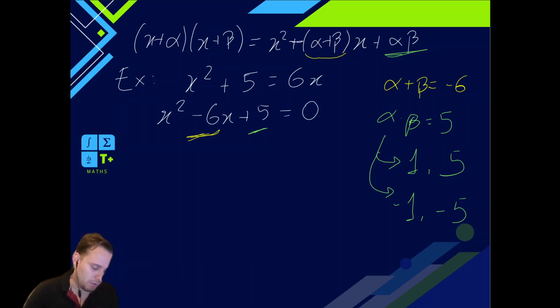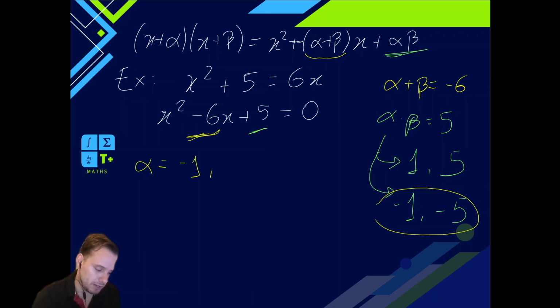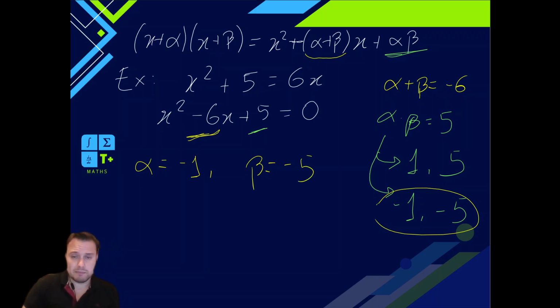And then I need to think of, well, these numbers that I have here, 1, 5 and negative 1, negative 5, when I add them up, do they give me negative 6? Well, clearly 1 plus 5 gives you 6, so that's not going to work. But negative 1 and negative 5, if I add them up, then I get negative 6. So this is the option that works. We can say that, for example, alpha is going to be equal to negative 1 and beta is going to be equal to negative 5. Observe that it doesn't matter which one is which. You can choose one to be negative 5 or the other. In this particular case, it's not going to be a problem.